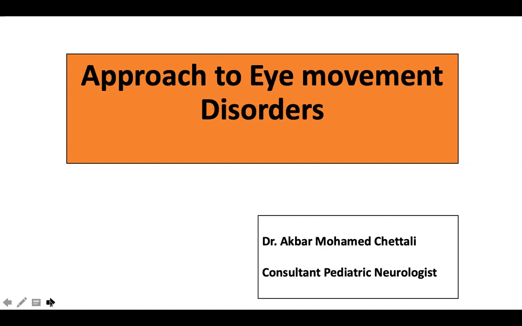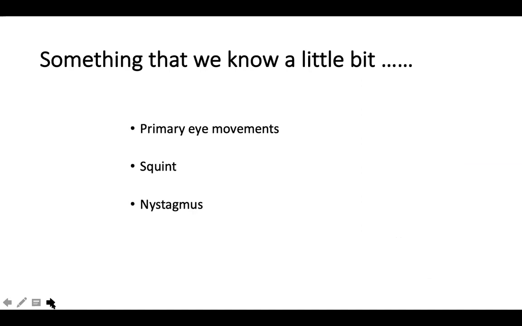How to understand the ophthalmological conditions or eye conditions or eye movement disorders leading to neurological illness. So something that we all know about is primary eye movements in the 9 cardinal positions of gaze. So we know that the eyes can move towards your right side gaze, your left side gaze, up gaze, down gaze, the in gaze or the vergence.